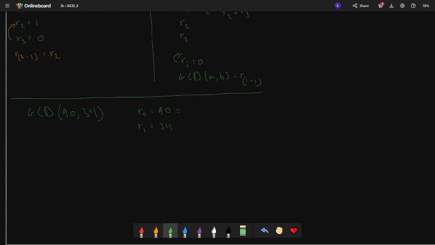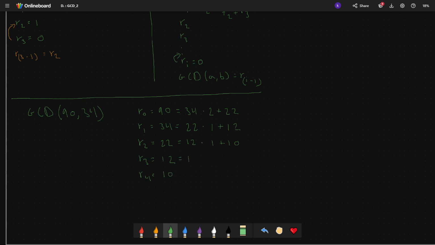90 is equal to 34 multiplied by 2. 34 multiplied by 2 is 68. 90 minus 68 is 22. So the new remainder we find is 22. So we take 22 down as remainder 2. And then we express 34 is equal to 22 multiplied by 1 plus 12. Remainder 3 then is equal to 12. 22 is equal to 12 multiplied by 1 plus 10. We find remainder 4 to be 10.